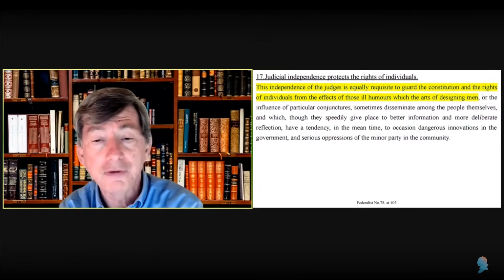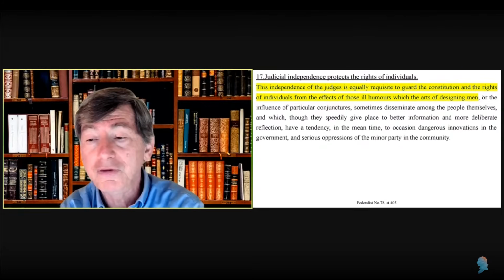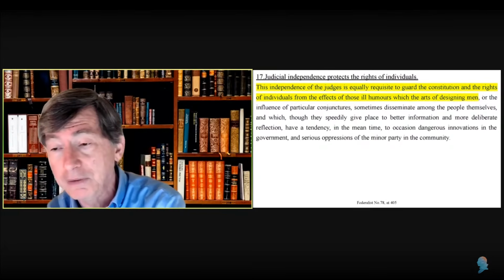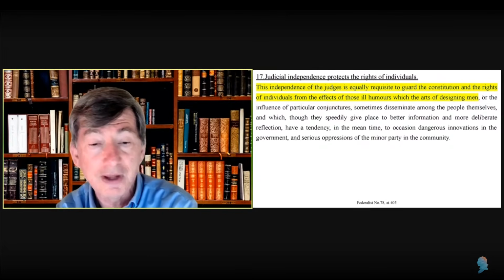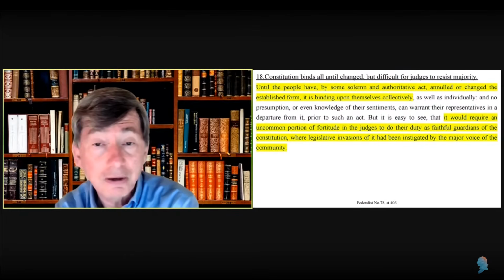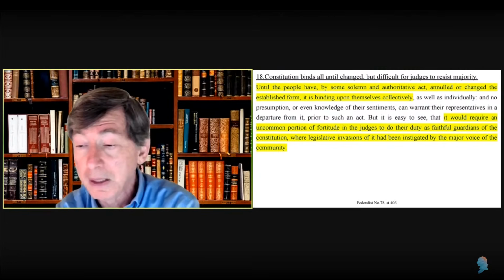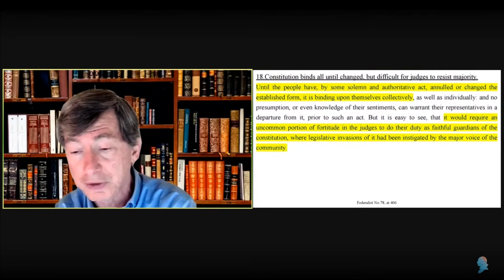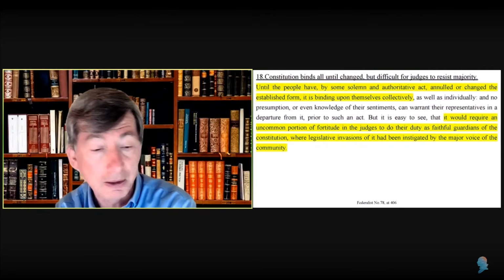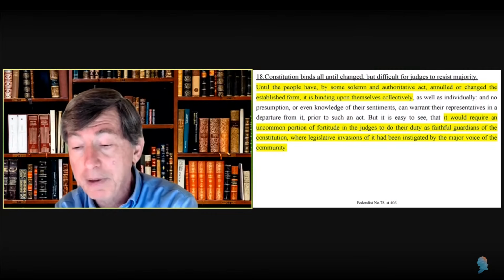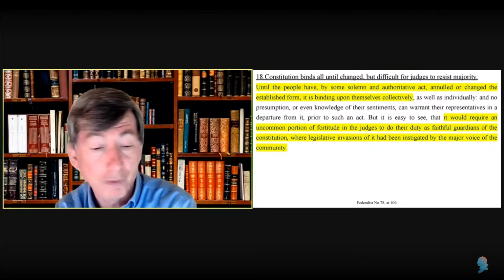The Constitution binds all until changed, but it's difficult for judges to resist a majority. Until the people have, by some solemn and authoritative act, annulled or changed the established form, it is binding upon themselves collectively, and judges are in that collectivity. It would require uncommon fortitude in the judges to do their duty as faithful guardians of the Constitution, where legislative invasions of it had been instigated by the major voice of the community.